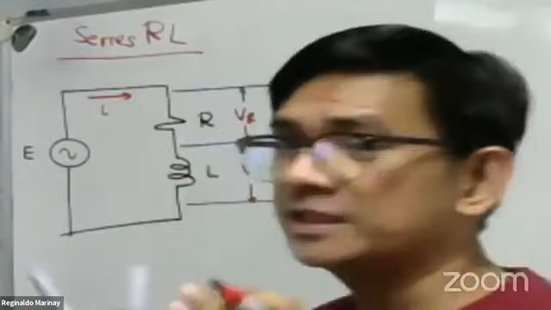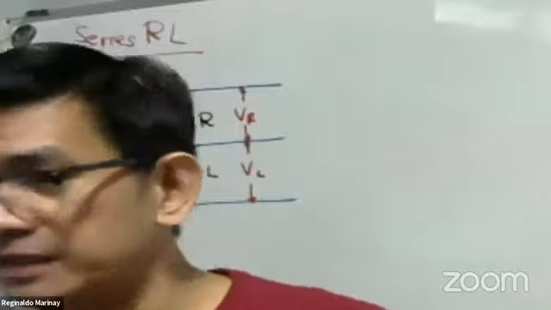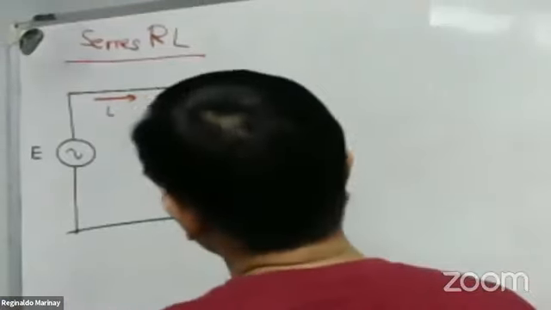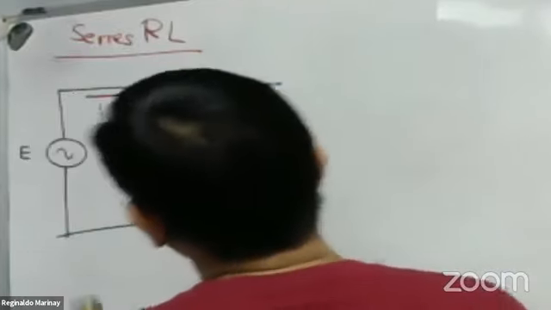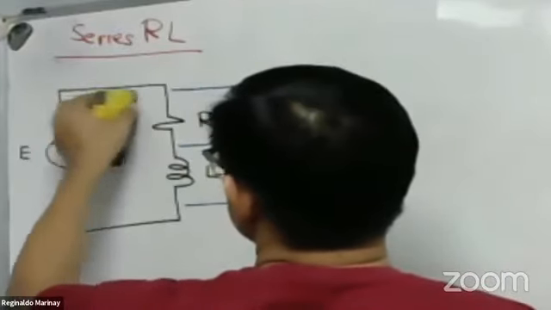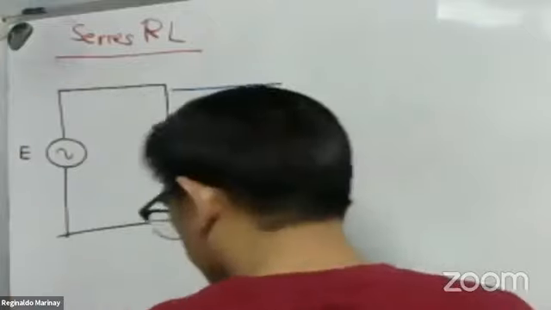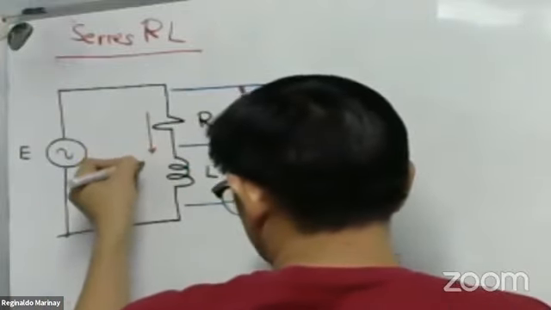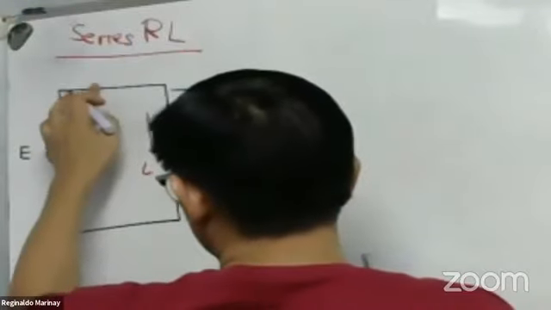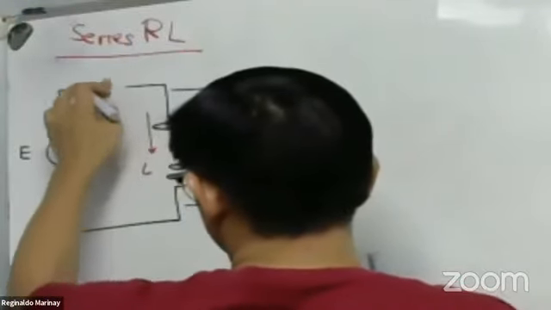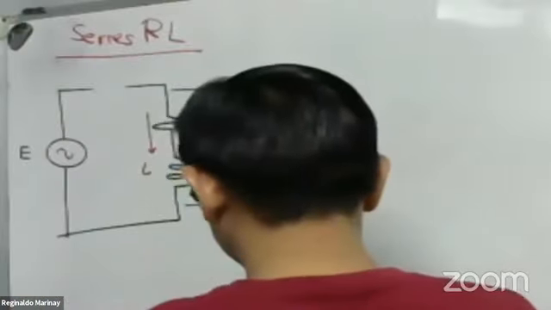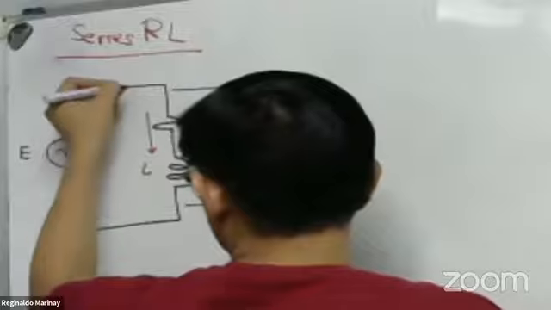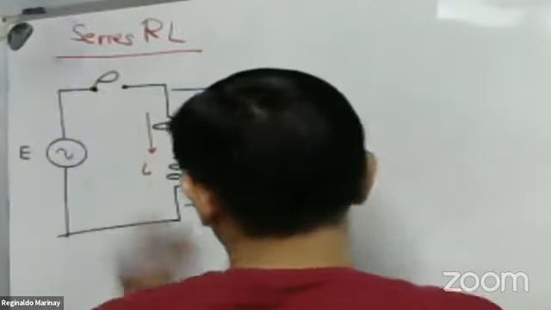Okay, let's go first with the transient behavior of an inductor. By the way, I will put a switch here. I have to put a switch. I will transfer this current here, our current I. Then I will put a switch here.